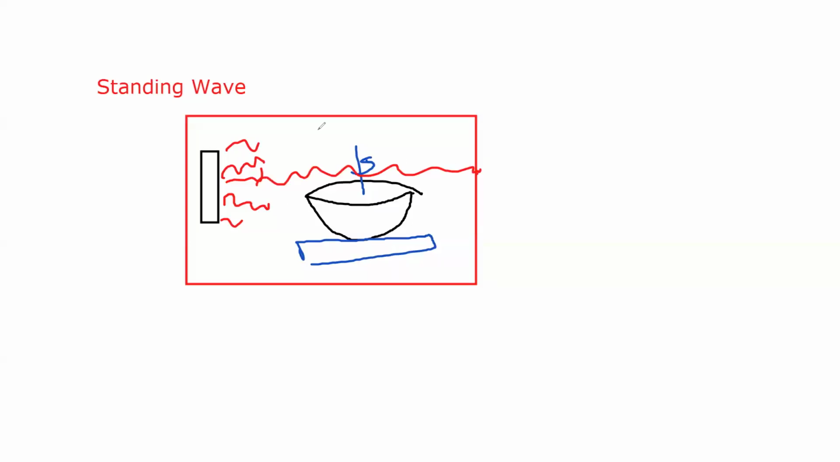It is traveling in all directions, and it bounces back. So as a result, what will happen? The two waves combine with each other. When the two waves combine with each other, this results in the formation of interference, constructive and destructive interference.